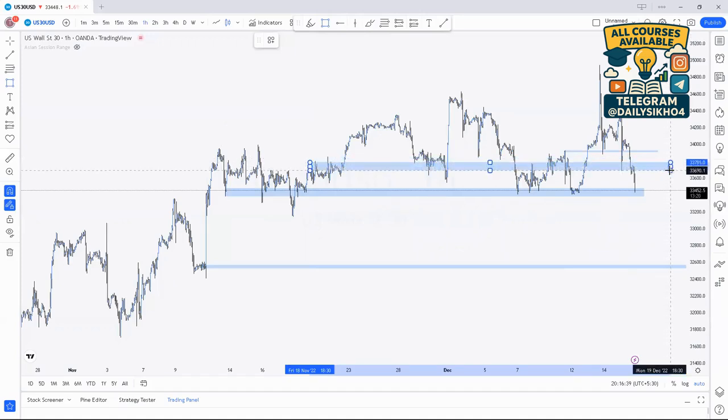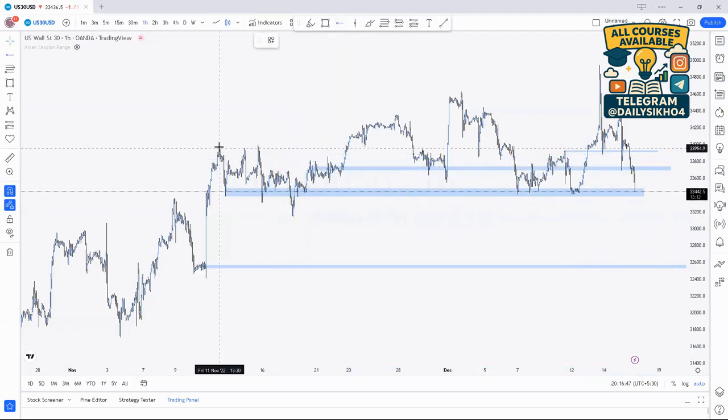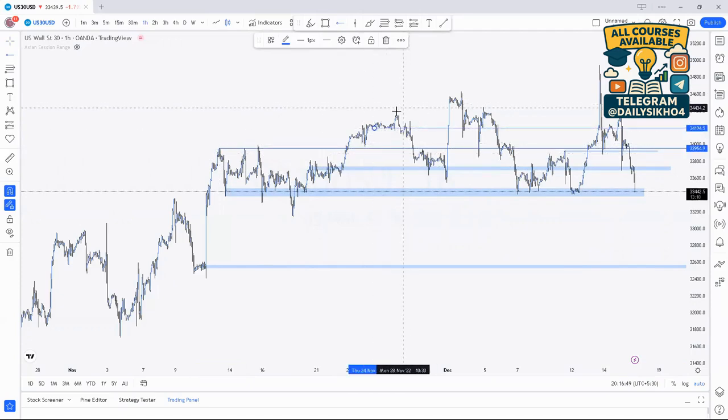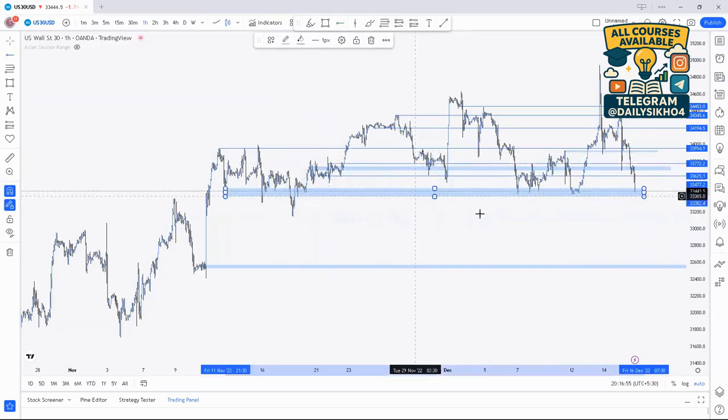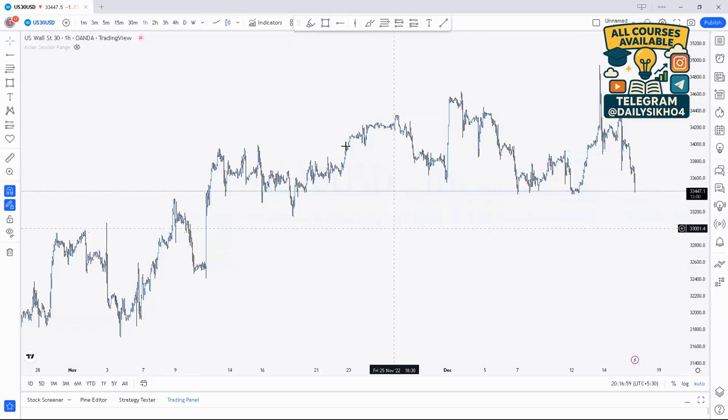So, for example, look, now we have a lot of support resistances on the chart. If I am to draw support resistance, I can draw over here, over here, over here, over here, over here. There's a lot of areas we can draw support resistances on. But we just care about the main ones. We care about the main ones.